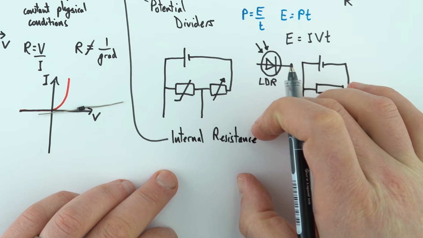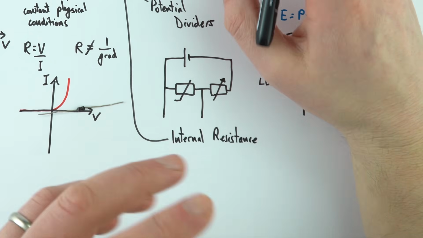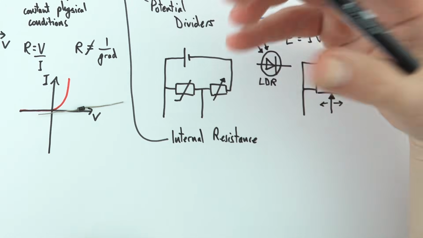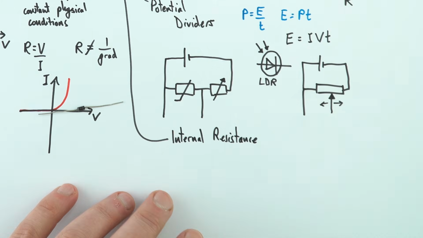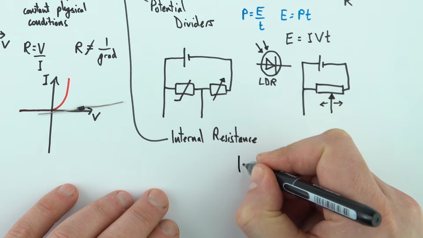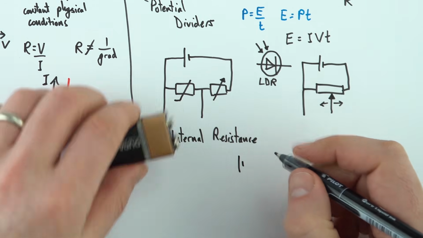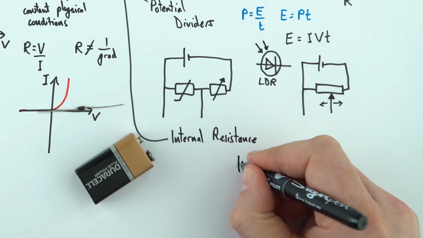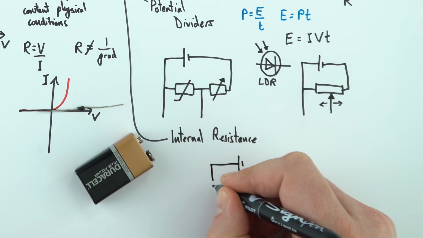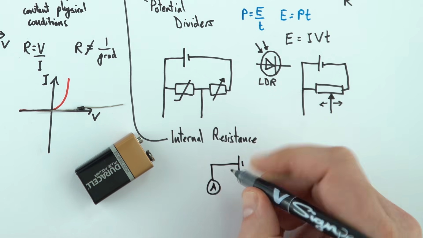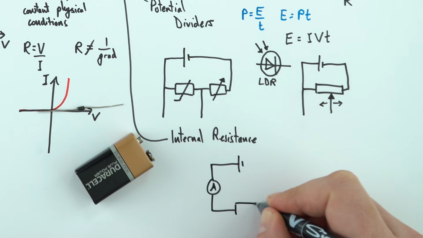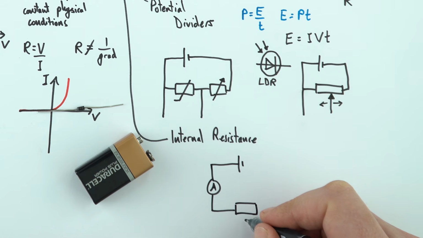Now because this is often quite small, we can ignore it, and the question will say ignore internal resistance, or it'll direct you to actually take account of it. So let's think of a simple circuit. We might have a cell, maybe this one over here, and this is connected to an ammeter, so we can measure the current in that circuit. And we might have this connected to a resistor.